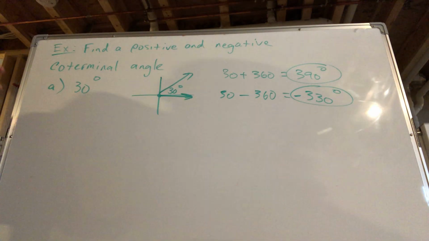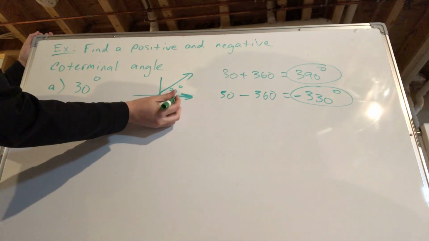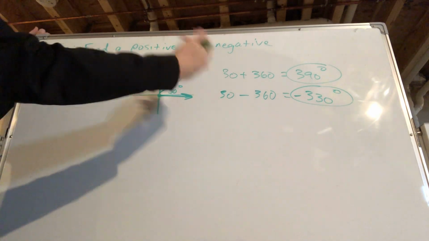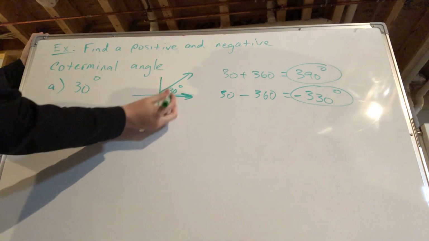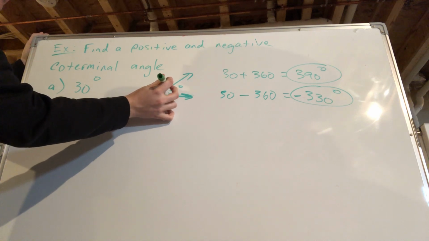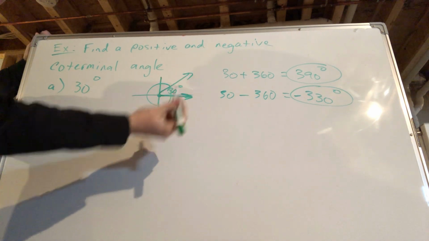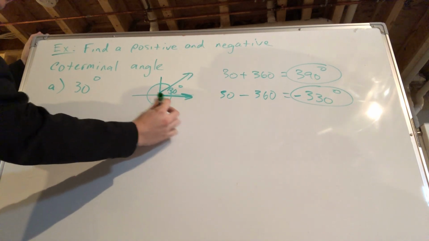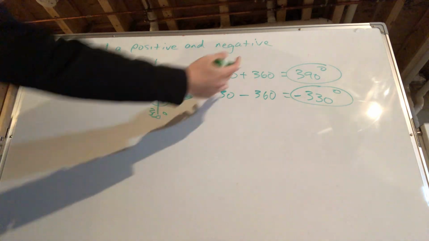So here's the idea. Going 30 degrees this direction, we're going to wind up in the same position as if we go 390. If I go 30 and then 360 more, I've done a circle, right? So if I've gone 30 plus 360, that gives me 390.